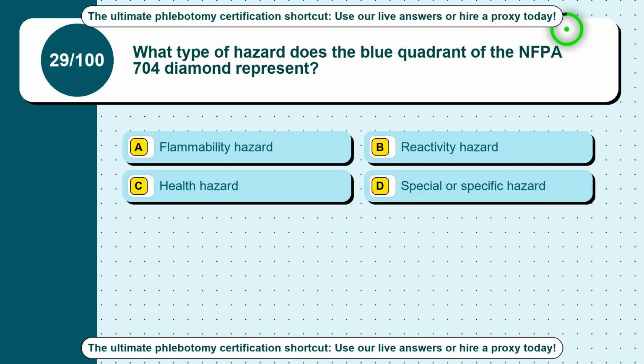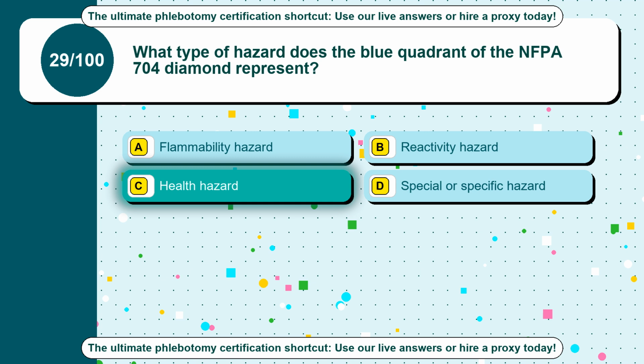Question 29. What type of hazard does the blue quadrant of the NFPA 704 diamond represent? Option A, flammability hazard. Option B, reactivity hazard. Option C, health hazard. Option D, special or specific hazard. The correct answer is option C, health hazard.